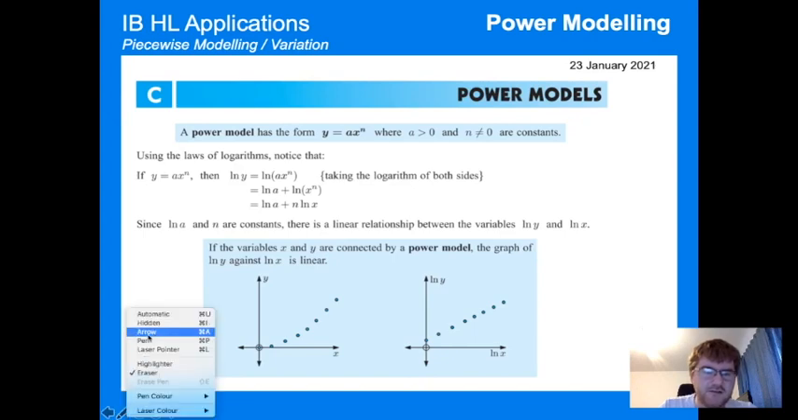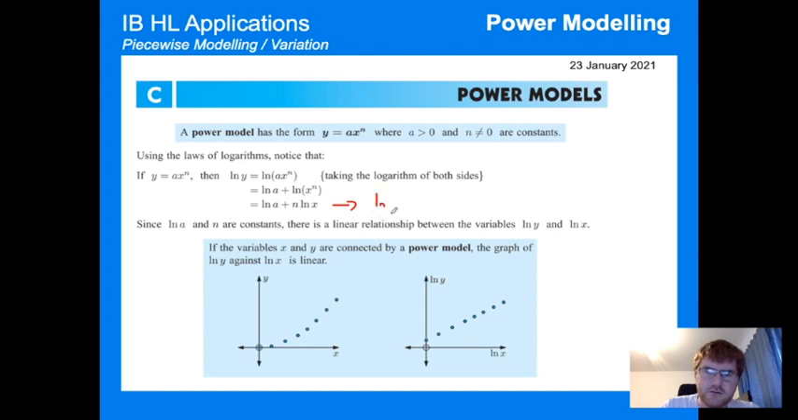There we are. So what we can do is we can rewrite this as the natural log of y, so we keep the left-hand side the same. Because n is a constant, we can use any letter for it. So I'm going to use the letter m, ln x. And instead of having the natural log of a, I can just use any letter to represent that because it's a constant. So I could put c. And notice we can rewrite this in the form of y equals mx plus c. The only difference is instead of having y, we have the natural log of y. And instead of having x, we have the natural log of x.